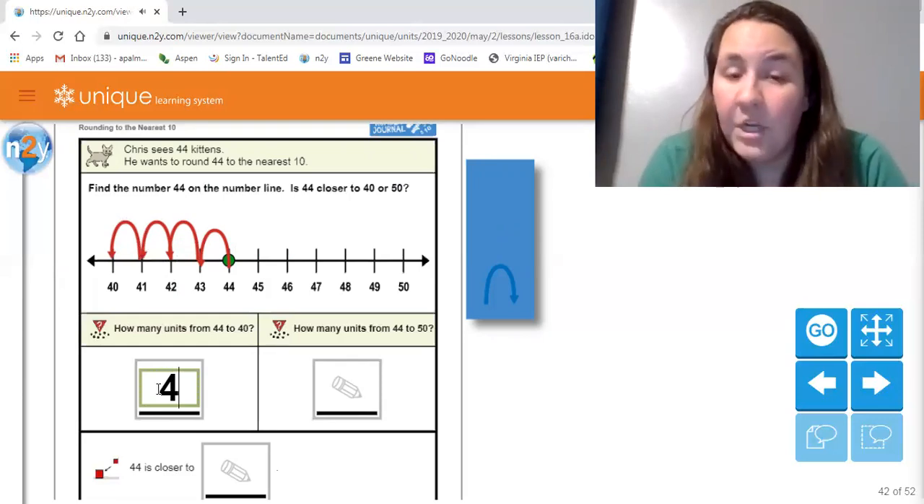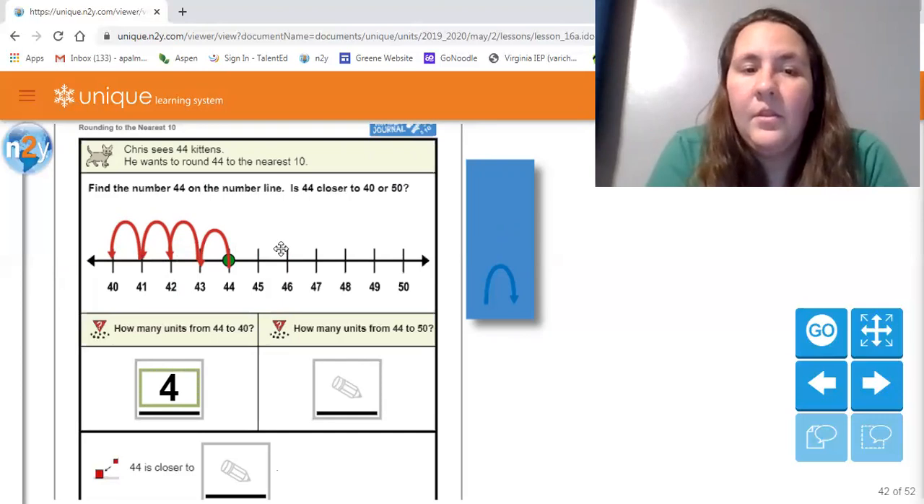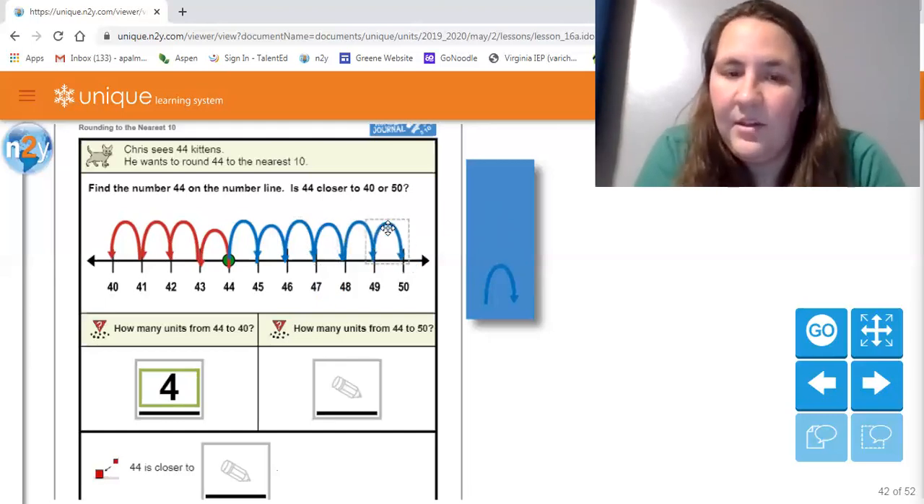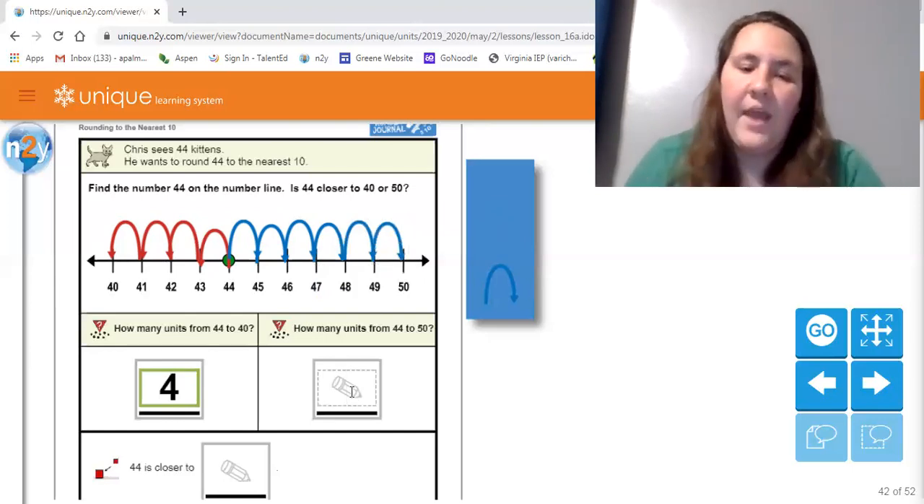Alrighty, and next up, we're going to do our forward blue arrow. So let's count those together. 1, 2, 3, 4, 5, and 6. Good counting. So with your finger, please find the number 6 and touch that on your keyboard.